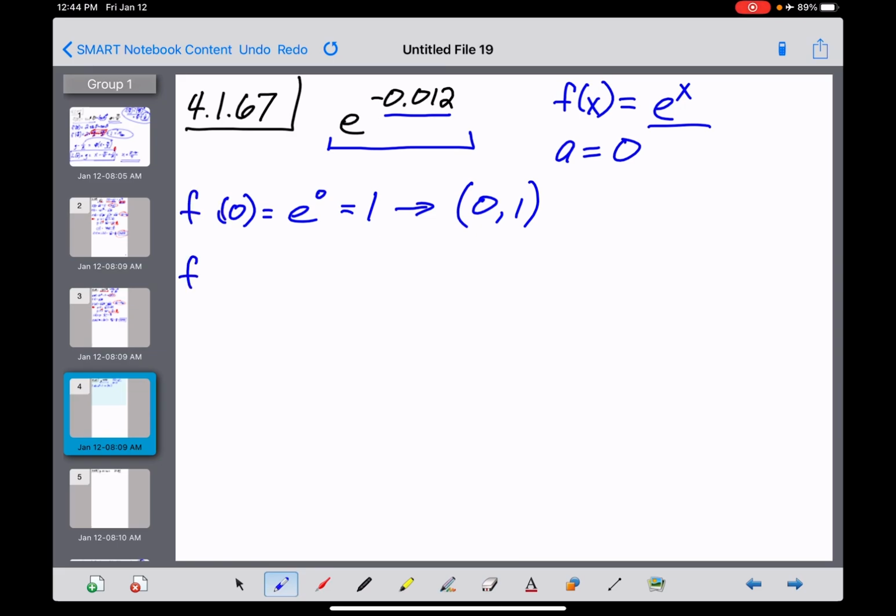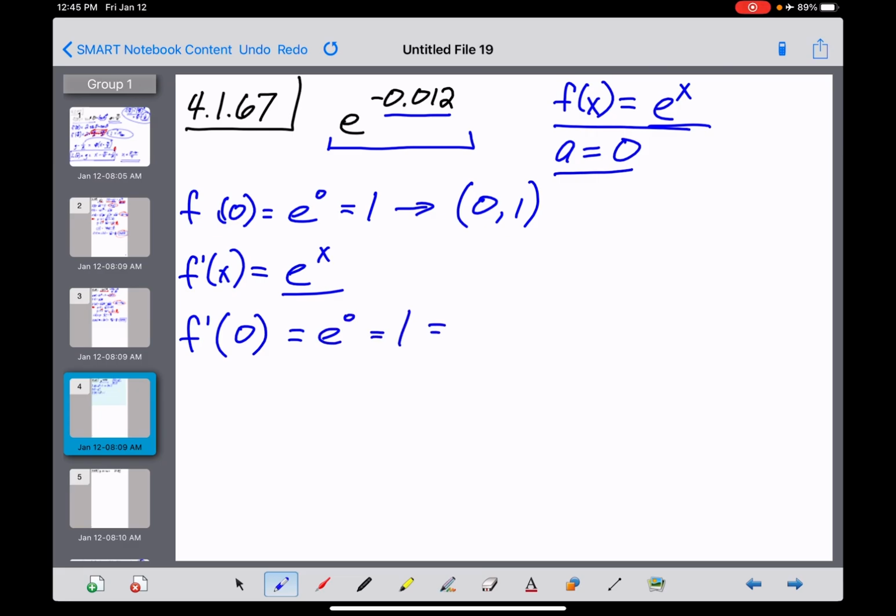And then we need f prime of x. The general derivative of e to the x is just going to be e to the x. And then we need to evaluate that derivative at this a value. So f prime of 0 is just going to be e to the 0 power, which is 1. And that is the slope of our tangent.